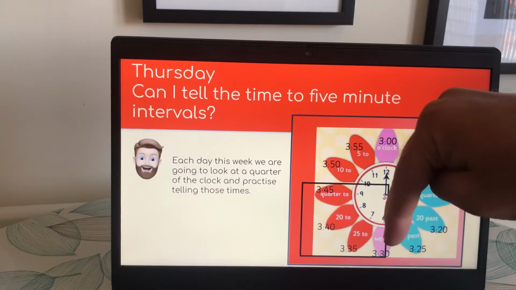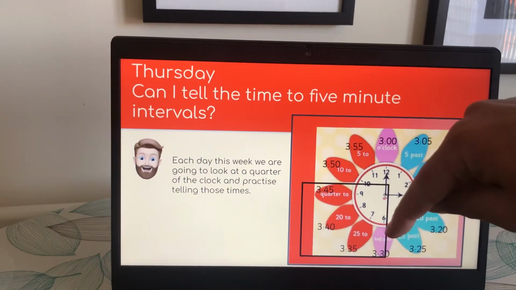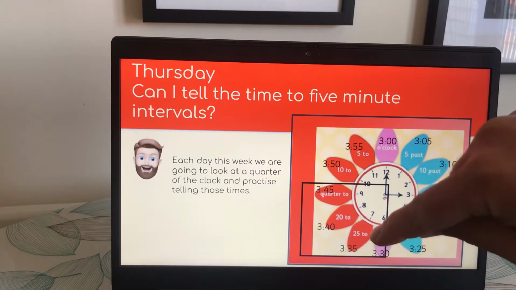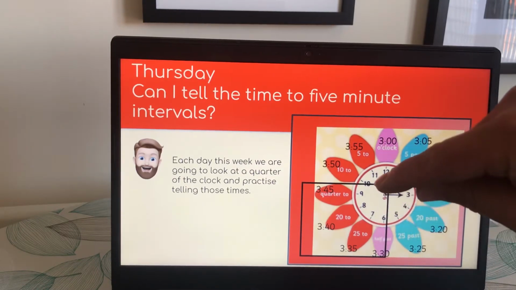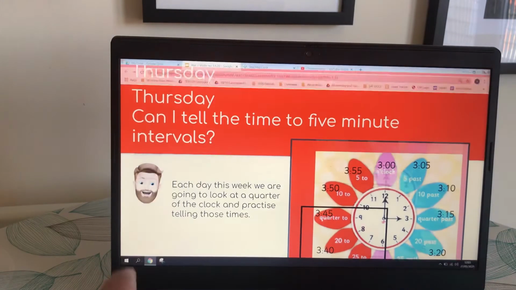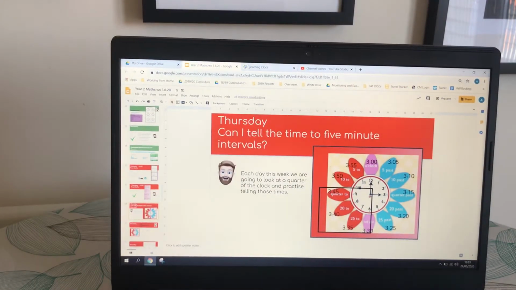Now we're past half past. We now start thinking, counting down the minutes until the next hour. So we're going to use the word to, not past. Okay, so now we're counting down to the next hour. Let's have a practice. We'll start with half past.